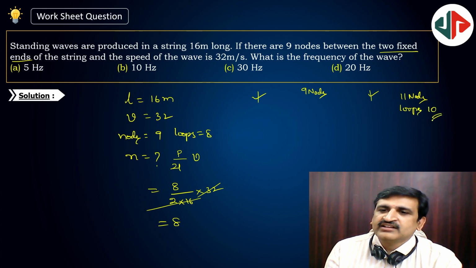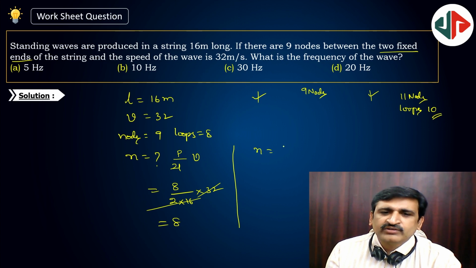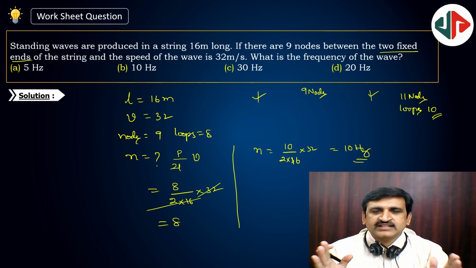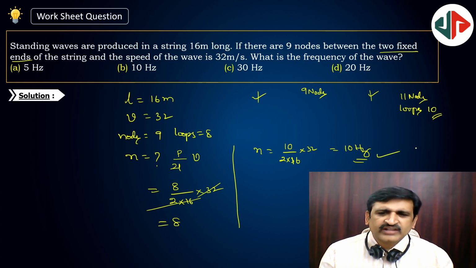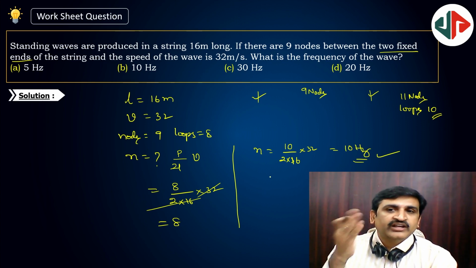Loops will be 10. So by changing that, I'm not cancelling this, and n is equal to P by 2L, 10 by 2 into 30 into 16 into 32. So it will be 10 heads. So he gave between two fixed ends, in between nodes are 9. So like this you can. So this is another way of thinking what he told in the question.